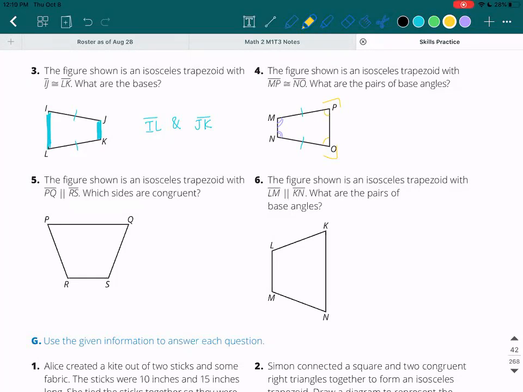O, M, I can't read. Oh, okay. I'll use those later. So we have MPO, and NOP. Good. So those are the yellow ones.